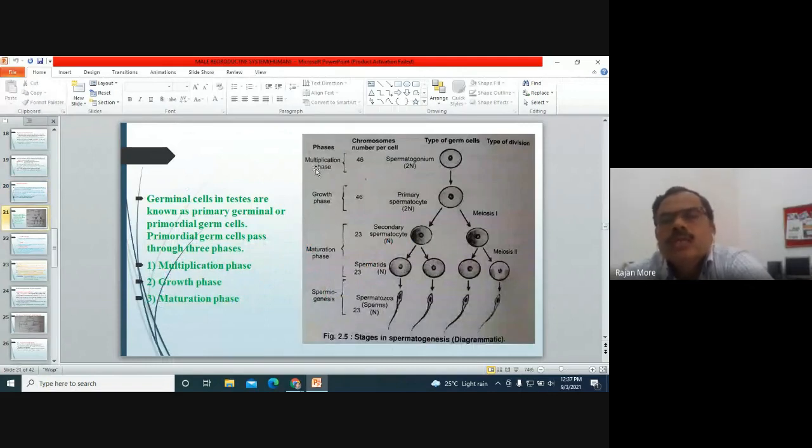The first stage is the multiplication stage, where the spermatogonium, which is a diploid cell, shows multiplication. Then it enters into the growth phase and is converted into the primary spermatocyte. It is again a diploid cell, and the chromosome number remains 46.